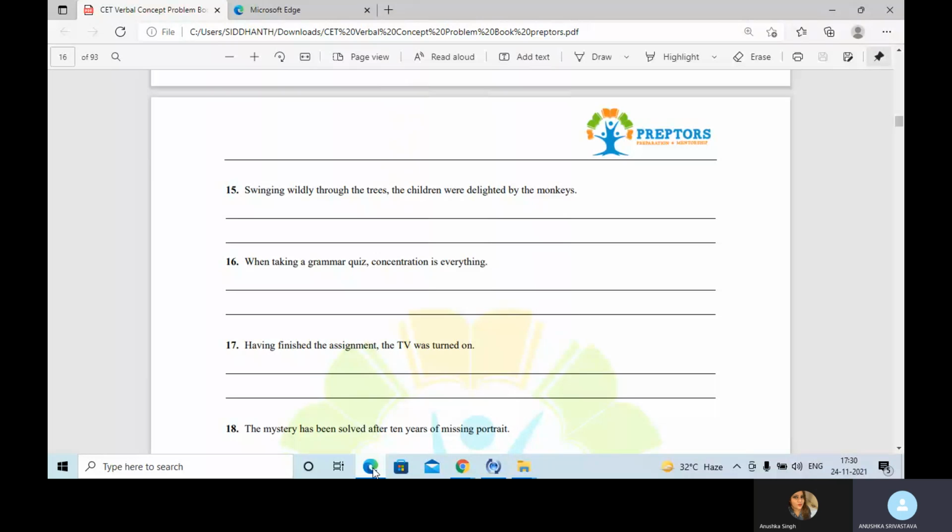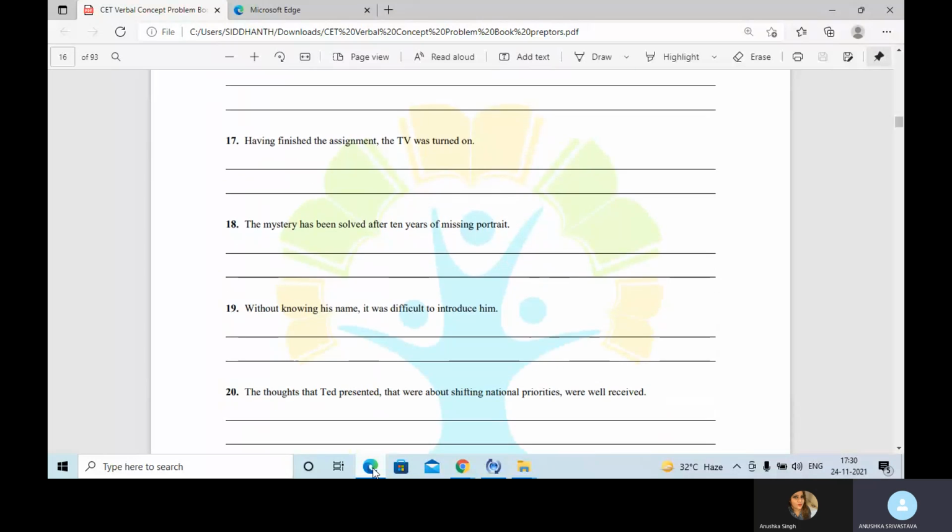Having finished the assignment, the TV was turned on. Again, a fine example of dangling modifier. Who finished the assignment and who turned on the TV? So, having finished the assignment, I turned the TV on. I have used subject pronoun I.